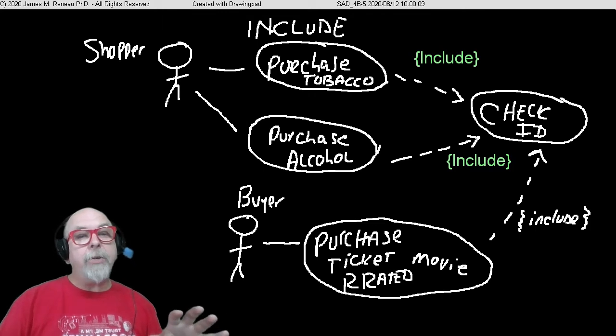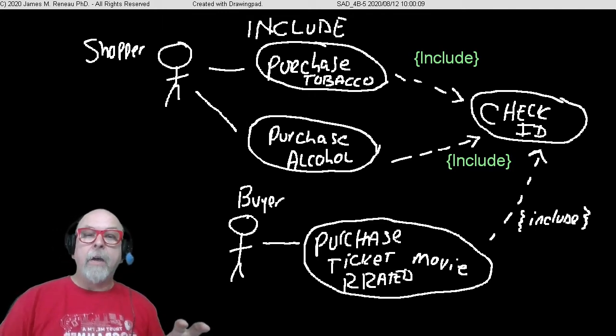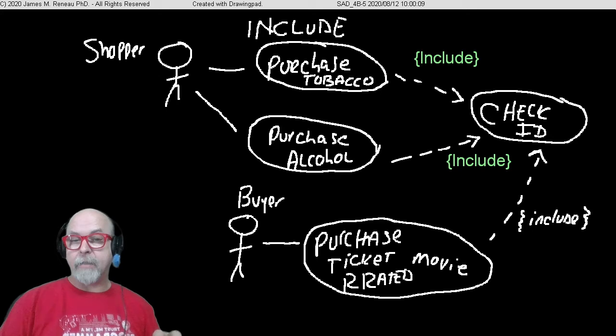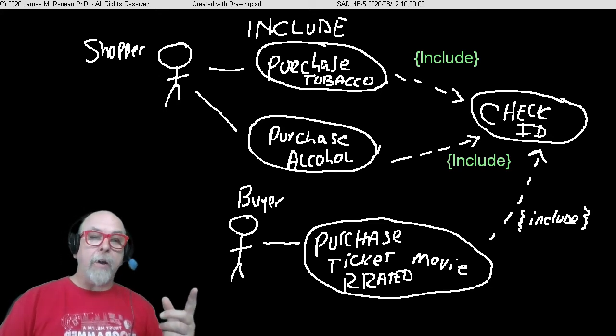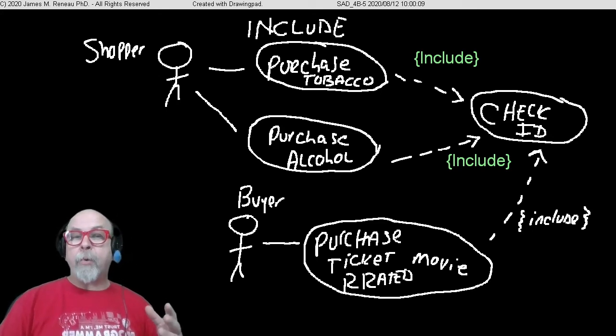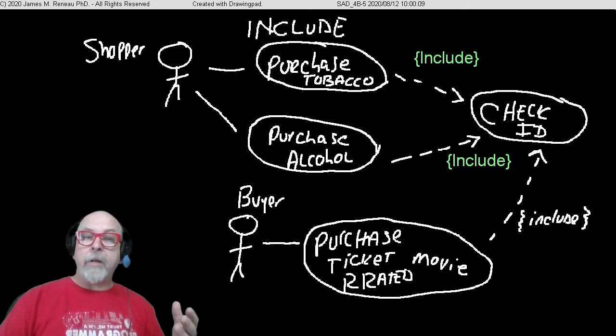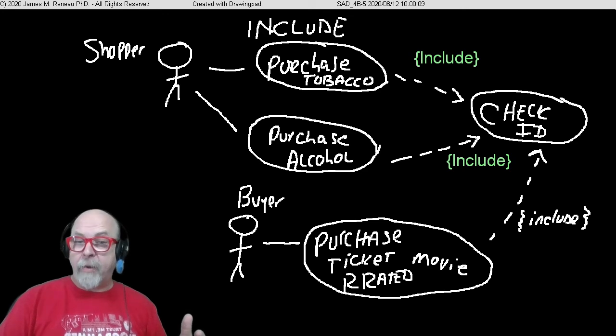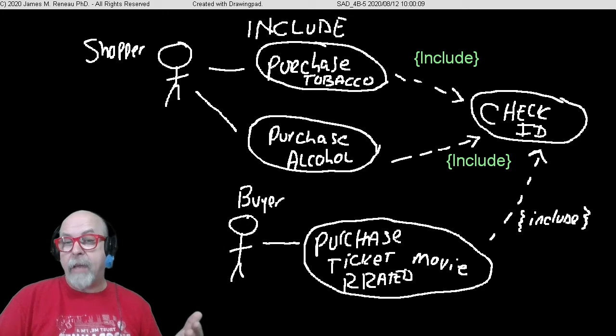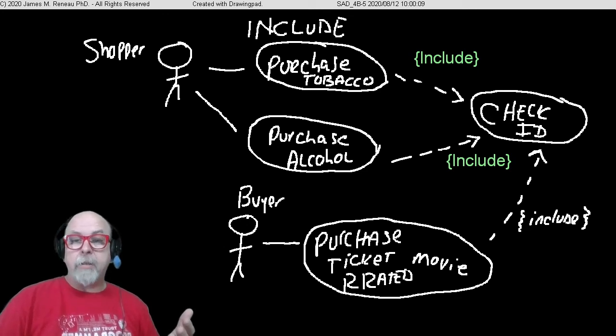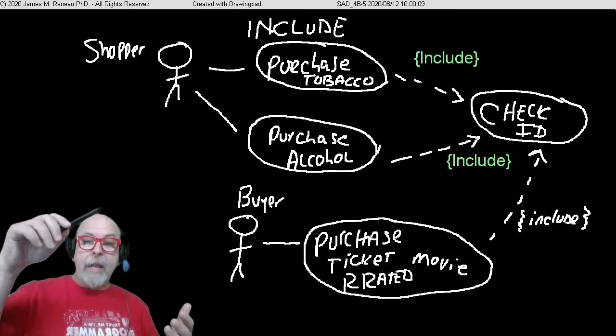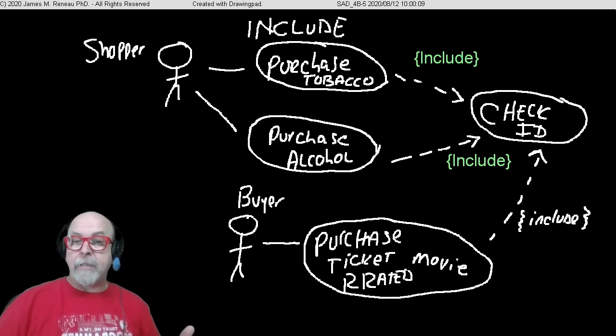In addition to extending a case, we may have a use case that would be included in several other cases. For instance, here, a shopper walks into a store and wants to purchase tobacco. Well, there's an age limit, right? You got to be 18 to buy, or 21. I don't know what you got to be, but you got to have it. You got to be of age to buy tobacco. So it includes the check ID process.